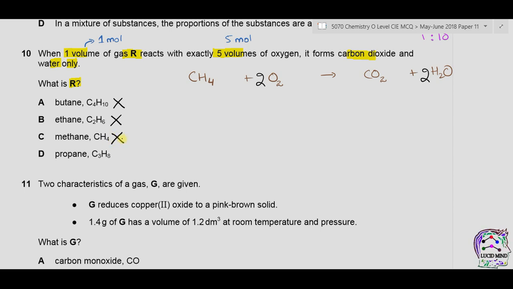This is also wrong. Last one is propane. We have C3H8. Again, it reacts with oxygen.